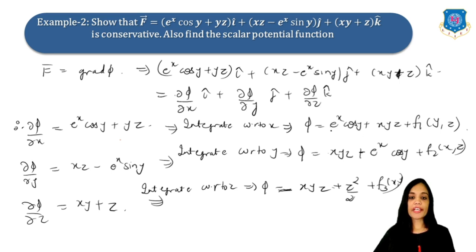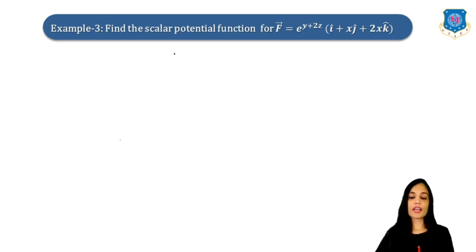Okay, now you have to write each term one time in order to write the scalar potential function phi. So first we will write e raised to x cos y plus xyz. Now which term is remaining? Z square by 2, and just write c for all the constants. So this is the answer for the scalar potential. Okay, now let us go to the next example.